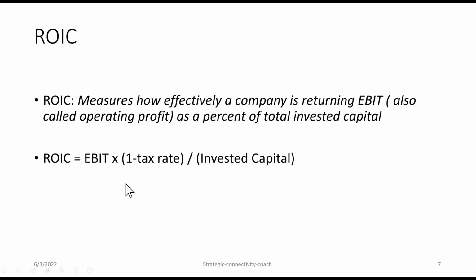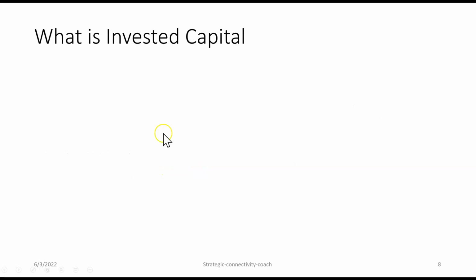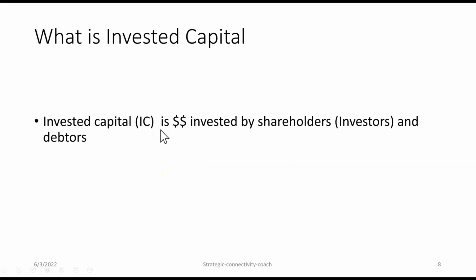The formula is that you take EBIT, or the operating profit, times 1 minus the tax rate, and divide that by invested capital. The EBIT will come from the income statement, that is the earnings before interest and taxes. The tax rate, obviously we would know from the income statement. So let's talk briefly about what invested capital is. Invested capital is the dollars invested by shareholders, the investors or stockholders if publicly traded, and also the debtors, people that are lending money to the company.